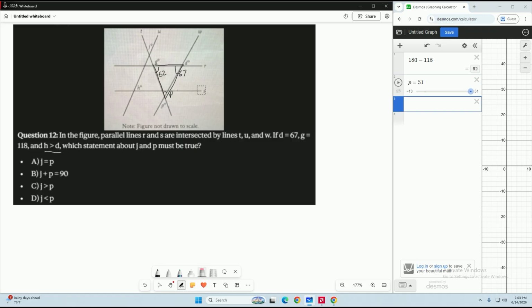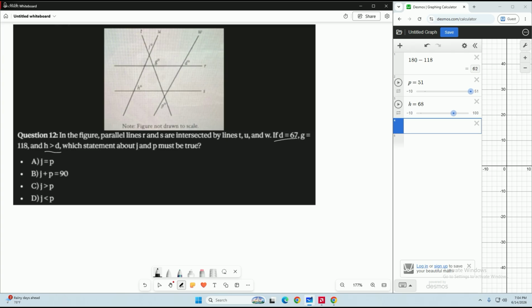Now let's solve for angle J. The way we're going to do that is by first assuming a value for H such that it satisfies the inequality given in the problem. So if D is 67, we can imagine H as 68, just one measure ahead of that. Now let's solve for angle J.